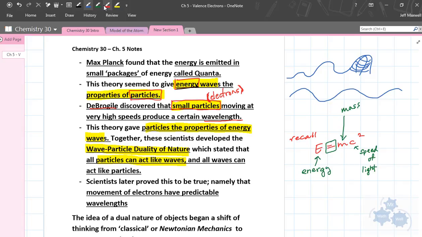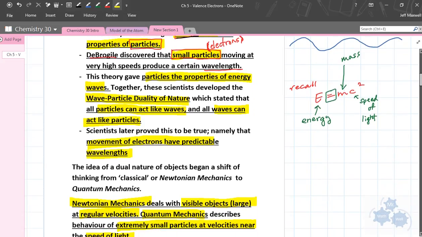So particles can act like waves, but also waves can act like particles. And so again, this is that wave-particle duality of nature. Scientists later proved this to be true, and the most important thing was that the movement of these electrons have predictable wavelengths, depending on how much energy they occupy. They can exhibit certain wavelengths, and so electrons have predictable wavelengths, which give rise to our math equations that describe the behavior.